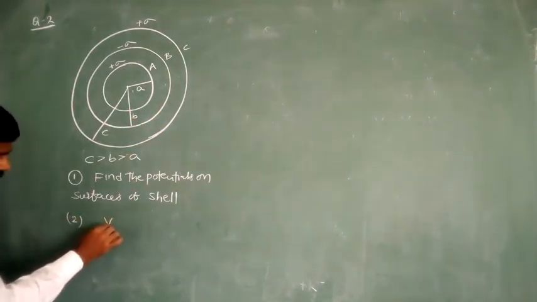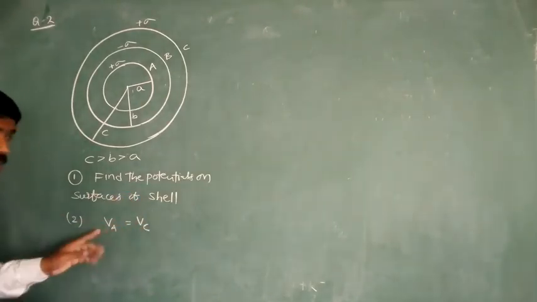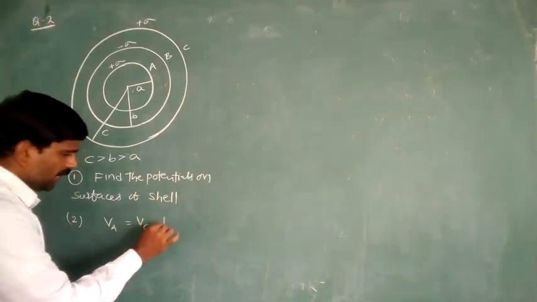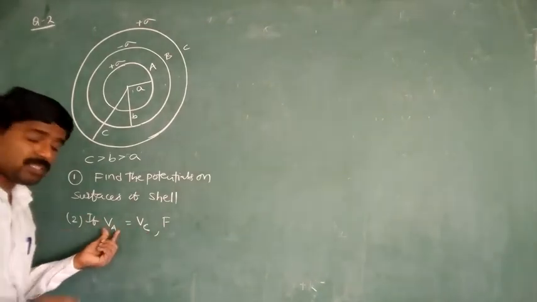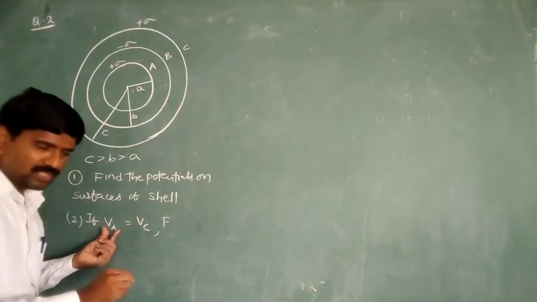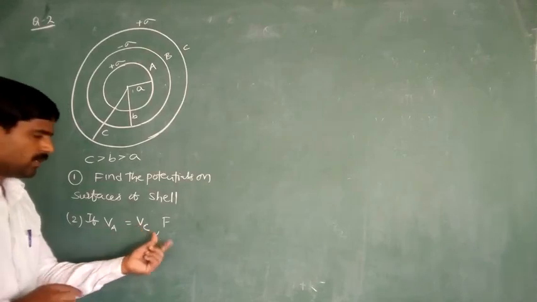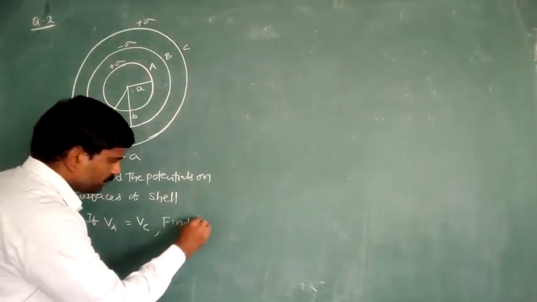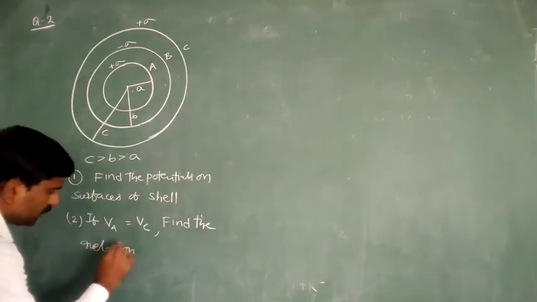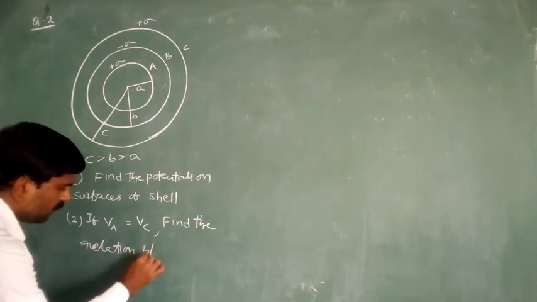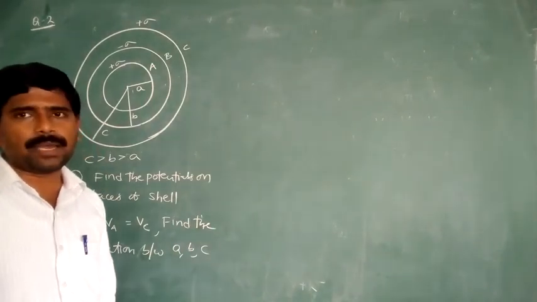In case potential on the surface of the first shell is equal to the potential on the surface of the third shell, then find the relation. If VA is equal to VC, means VA, potential on the surface of the first shell, is equal to the potential on the surface of the third shell, then find the relation between A, B, C.